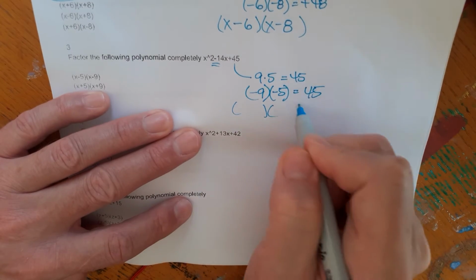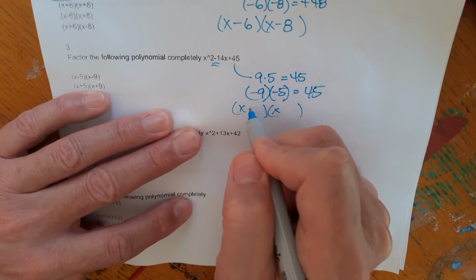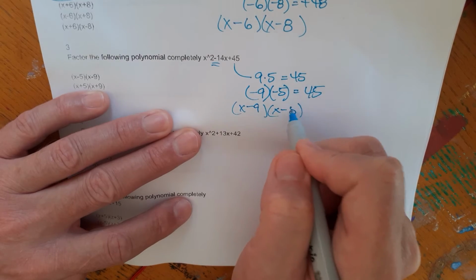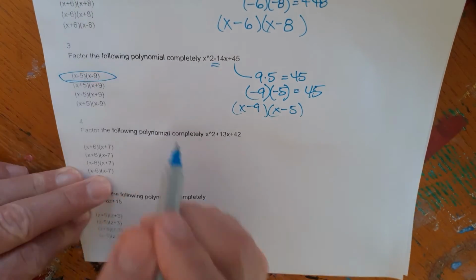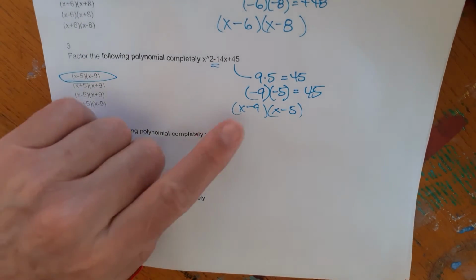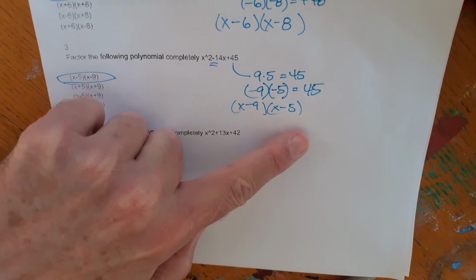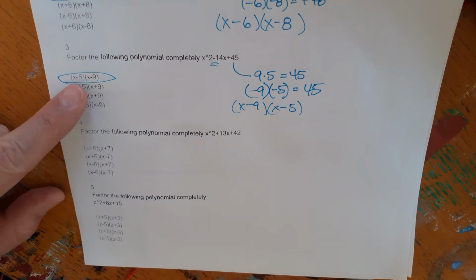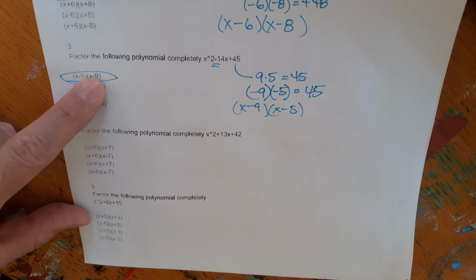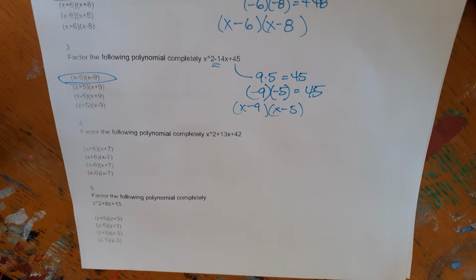So set up two binomials, put in an x and an x. A minus 9 drops here, and a minus 5 drops in here. x minus 5, x minus 9. Doesn't matter which is first, right? I put minus 9 first and minus 5 second. I could have easily put x minus 5 first and x minus 9 second. When they multiply, it's the same thing.